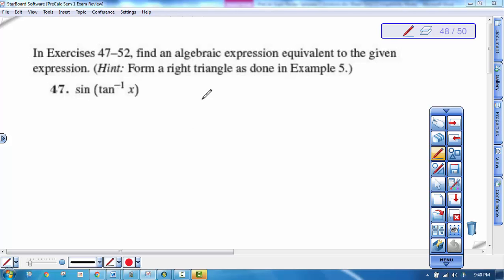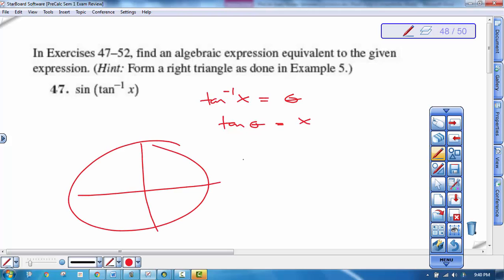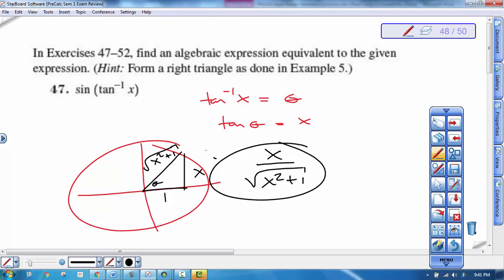Next problem, find the algebraic expression equivalent to this right here. Well, we know that the inverse tangent of x equals some angle theta. So that tells us that the tangent of theta is equal to x. If we try to graph that, we can make a reference triangle in the first quadrant here. And tangent of theta, this is our angle theta, would be opposite over adjacent, which then makes the hypotenuse, by the Pythagorean theorem, the square root of x squared plus 1. So when they want us to find the sine of this angle, now we can do opposite over hypotenuse. So my answer would be x over the square root of x squared plus 1.